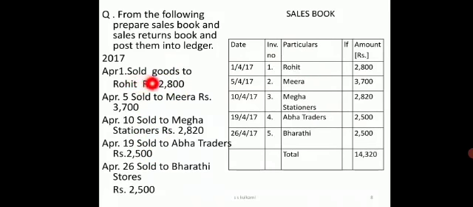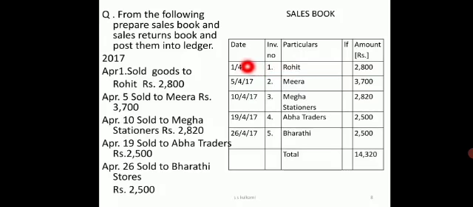So first you are having sold goods to Rohit, 1/4 Rohit account, it is 2,800. Next sold to Meera, it is 3,700 on 5/7. Next on 10 April you are having Megha Stationaries, 2,820. Next on 19th it is sold to Abha Traders, so 19/4 Abha Traders 2,500, and 26th you are having Bharti Stores, so it is treated as 2,500.